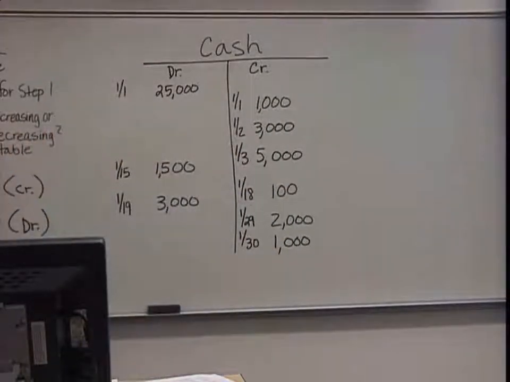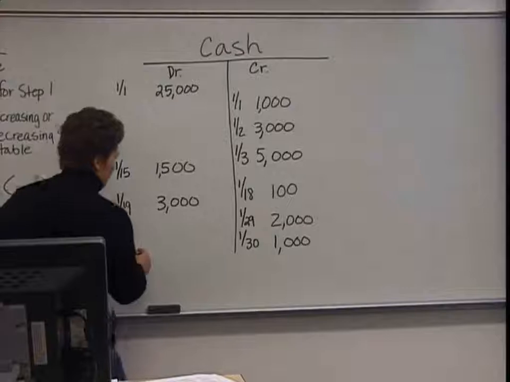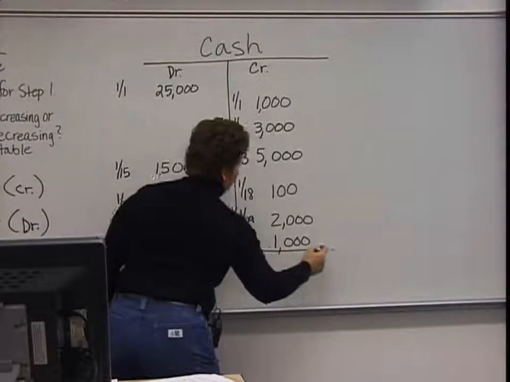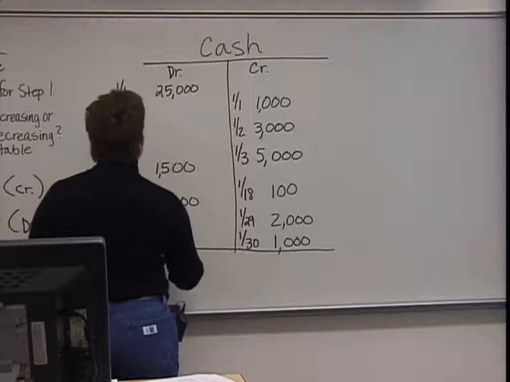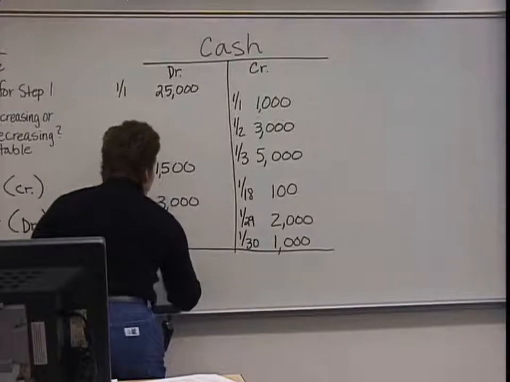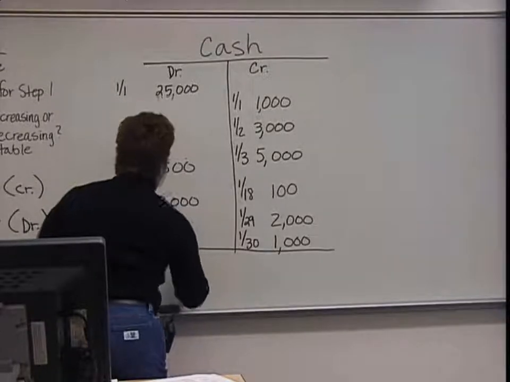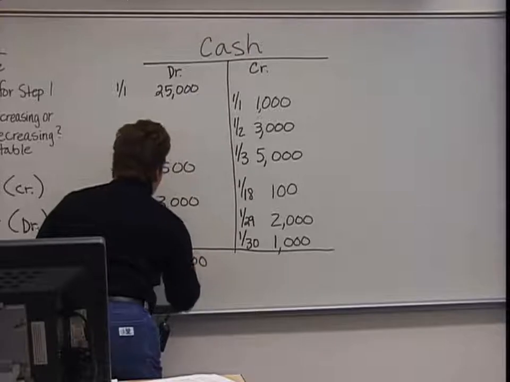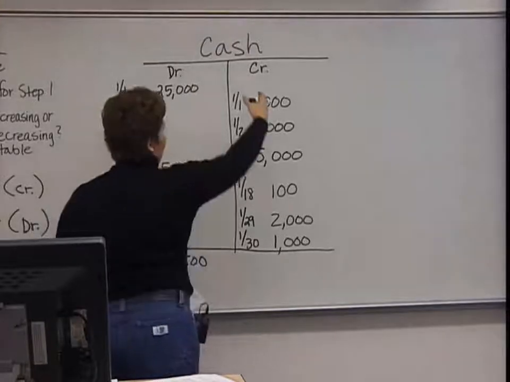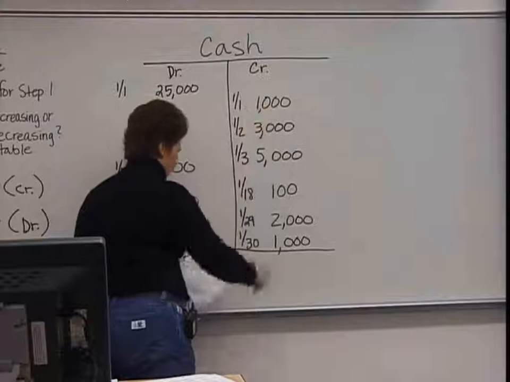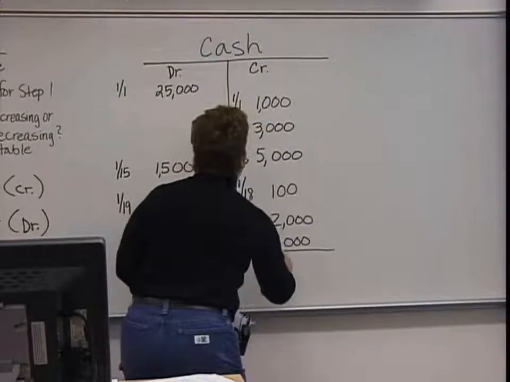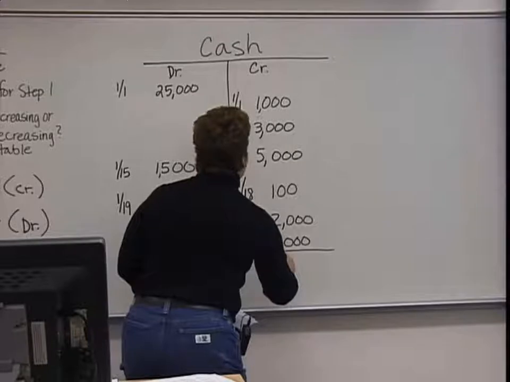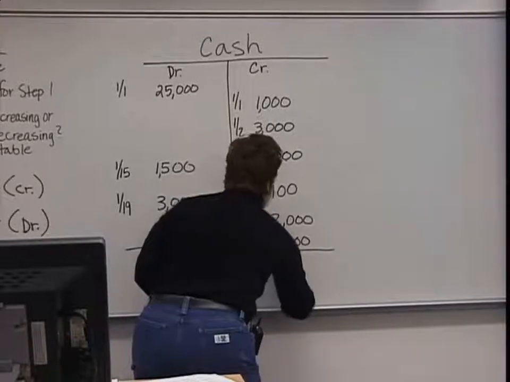What I would do at this point is add the debit side by itself, and that comes up to $29,500. And then I would add up all of my credits, the money that went out of my business. And that amount is $12,100.